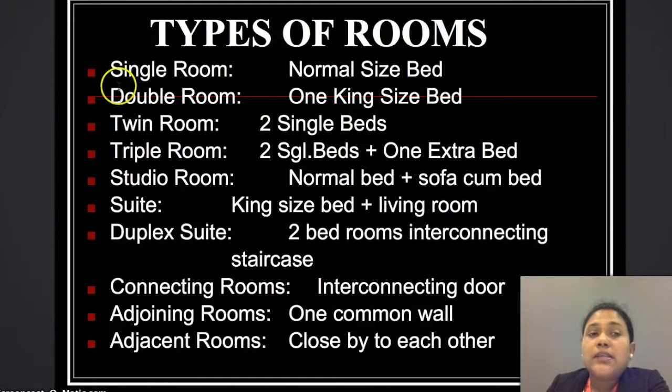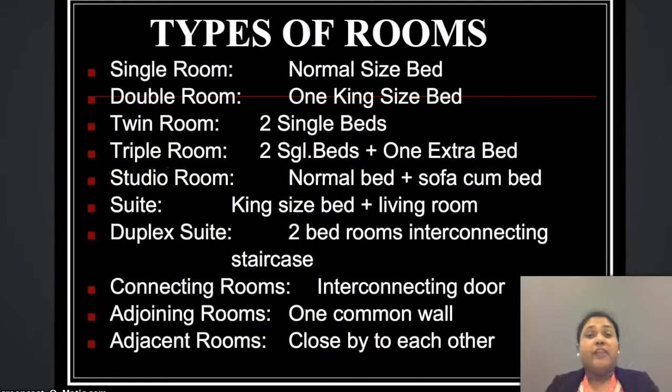Basically, a single room is a room with a normal sized bed. What do you mean by a double room? One king size bed, or sometimes two single beds, or one queen bed as well. That means it can accommodate two people. And a twin room has two single beds, and of course occupancy is for two people. A triple room has two single beds plus one extra bed, so occupancy is for three people, as the name implies.